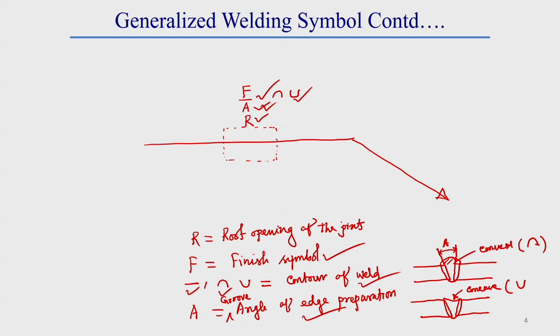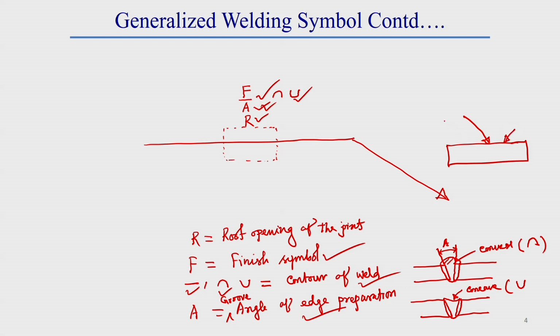So, if these things are given on top of this reference line, this information will be provided. If it is given on the top side of this reference line, then all these things will be on the far side. Let's say here we have to do the welding, and here the arrow is provided. So, this side is called the arrow side.